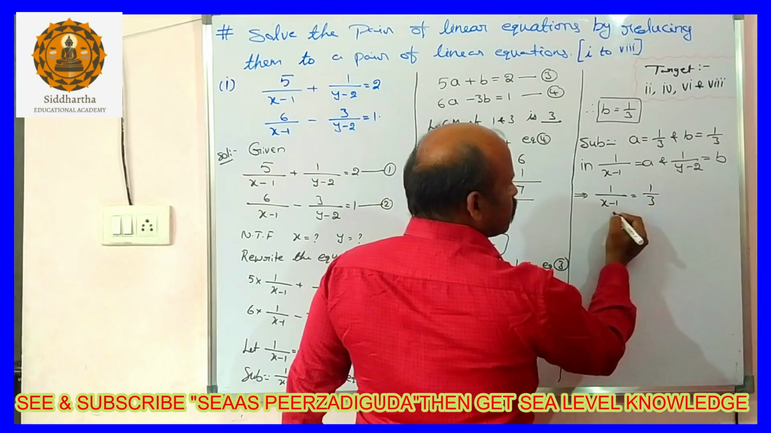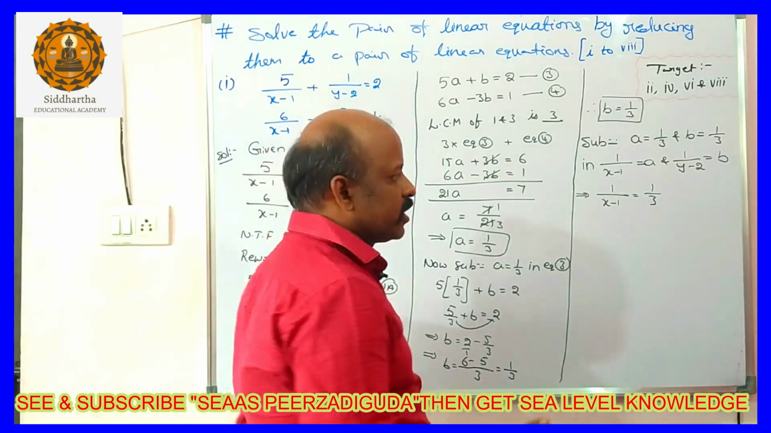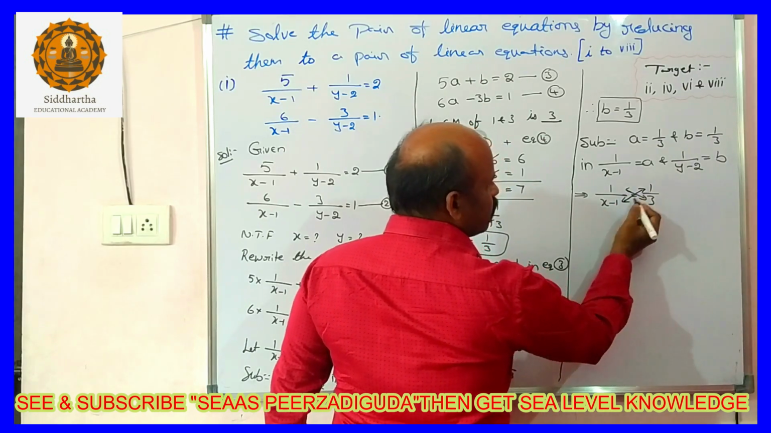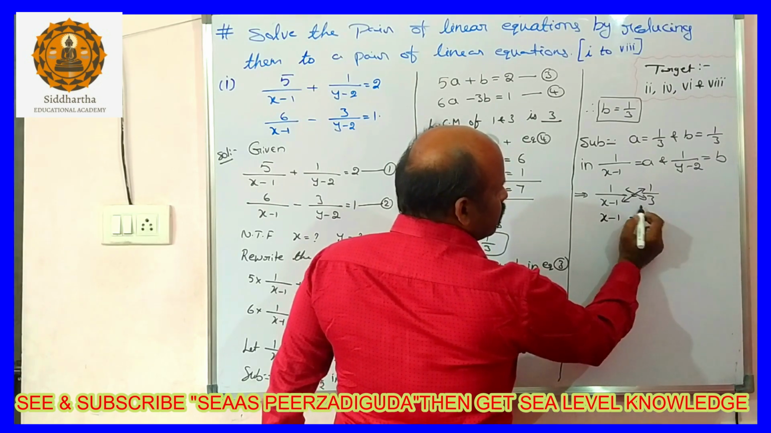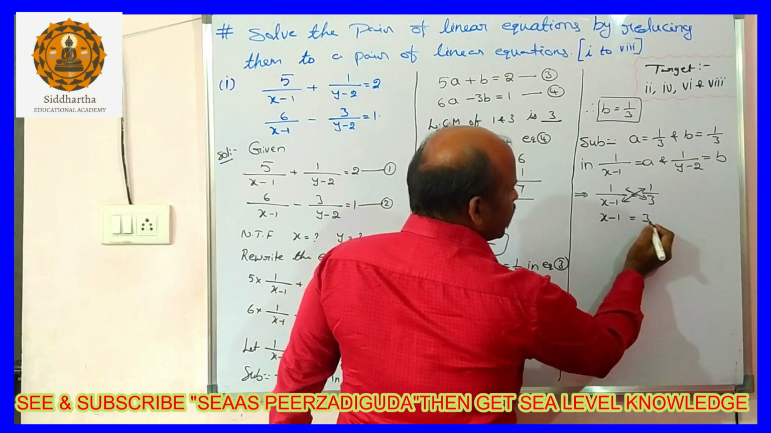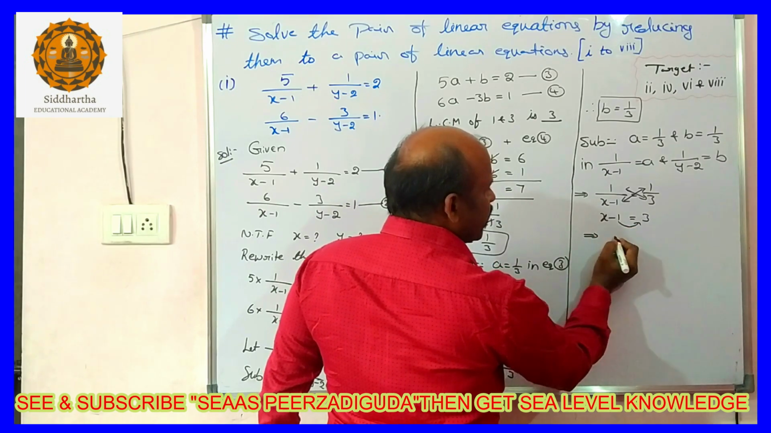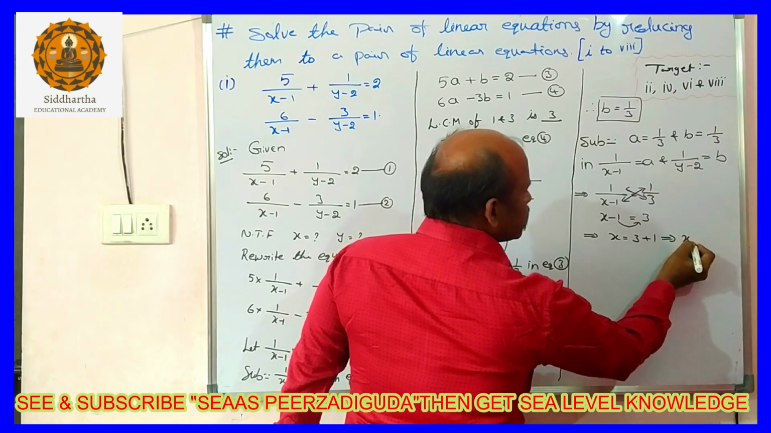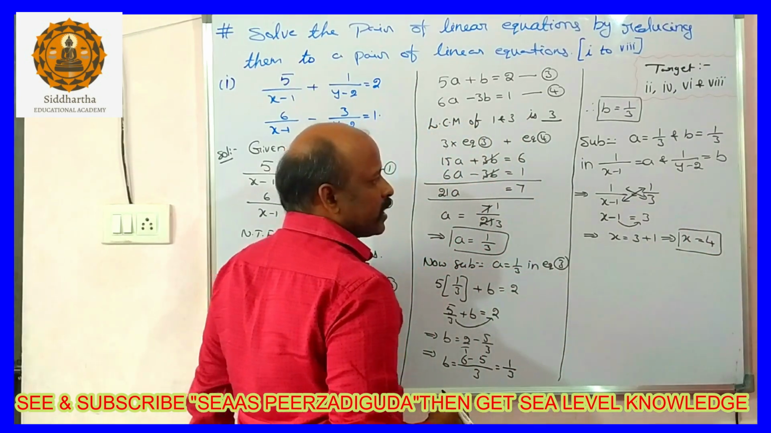Now take 1 by x minus 1 is equal to 1 by 3. Between two fractions, equal to symbol means what should we do? We have to do cross multiplication. So x minus 1 into 1, whatever we multiply with 1 we get the same. So x minus 1 is equal to 1 into 3, 3. After that, here minus 1 I am going to take to this side. It will be x is equal to 3 plus 1. It implies x is equal to 4. So we got the value of x.